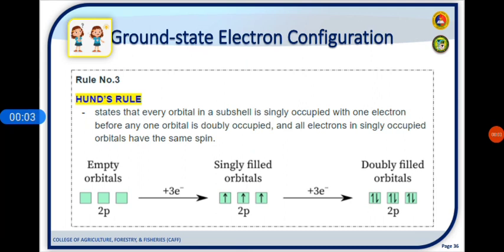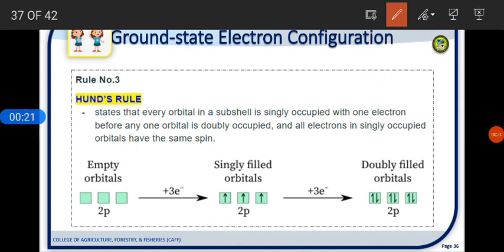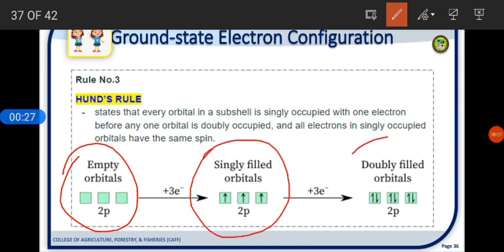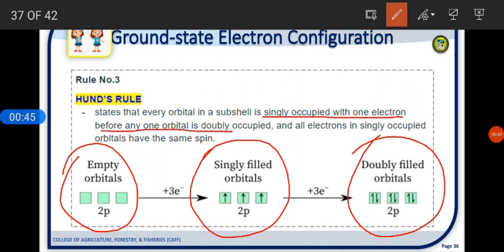Hund's rule states that every orbital in a subshell is singly occupied with one electron before any one orbital is doubly occupied, and all electrons in singly occupied orbitals have the same spin. So what do you mean by that? We have the empty orbitals right here, the singly filled orbitals right there, and the doubly filled orbitals right here. Okay? It has been mentioned in Hund's rule that every orbital in a subshell is singly occupied with one electron before any one orbital is doubly occupied.